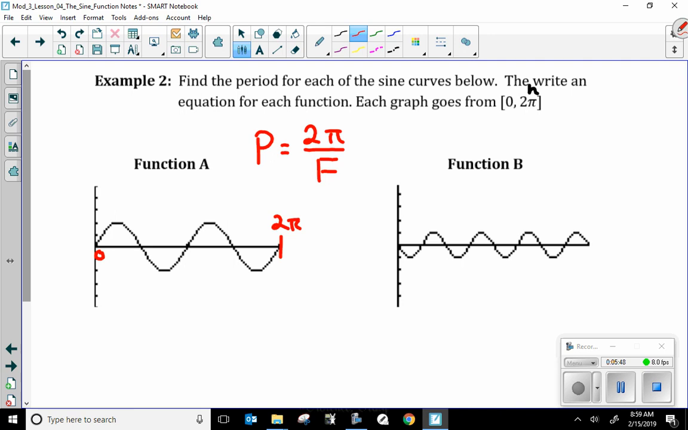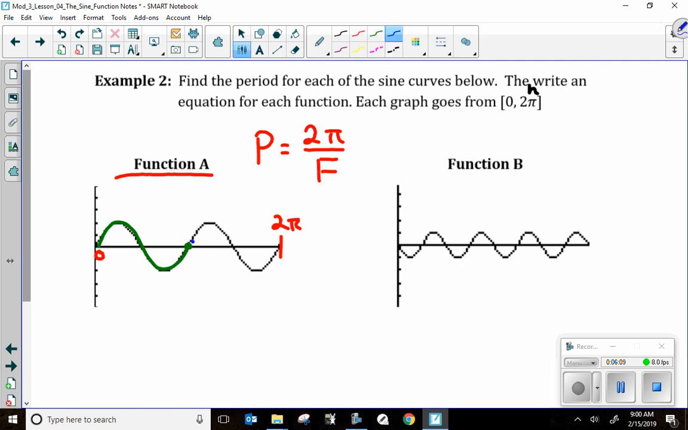So, p equals 2 pi over the frequency. So how can I tell the frequency? Let's look at function a. By definition, the frequency is the number of curves in 2 pi. So the number of sine curves. If I start here, I go up, I go down, and boom, that's one sine curve.